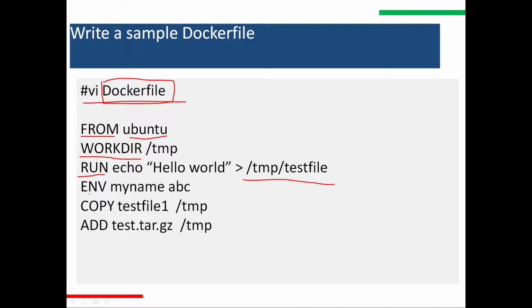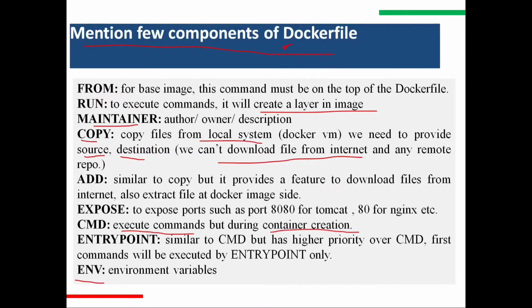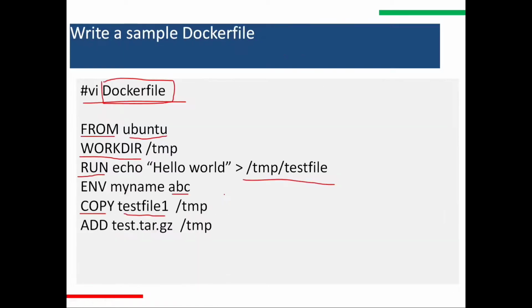Under the environment variable, we are specifying MYNAME, for example ABC. So MYNAME will take the value ABC. Then we are specifying the COPY component also. You should have this testfile in your current directory, then only it will be copied. This is your source and this is your destination. And we are specifying the ADD component. With the ADD component, you can extract a file on the Docker image side. You can mention whichever component you are comfortable with.